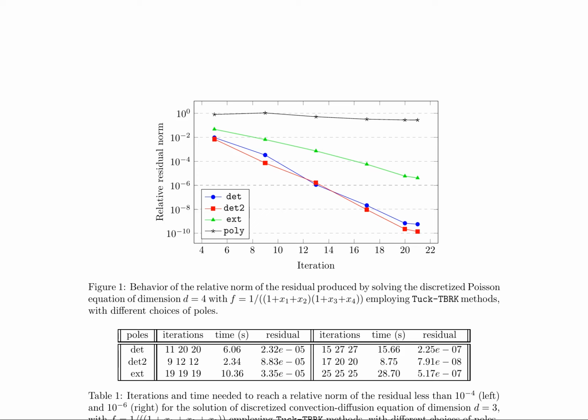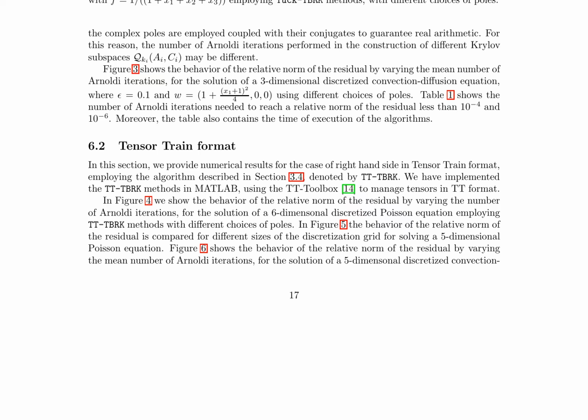The authors present numerical results for solving discretized Poisson and convection diffusion equations using TUC-TBRK and TT-TBRK methods. Figure 1 demonstrates the behavior of the relative norm of the residual produced by solving a discretized Poisson equation of dimension d equals 4 with f equals 1, 1 plus x1 plus x2, 1 plus x3 plus x4, employing TUC-TBRK methods with different choices of poles.